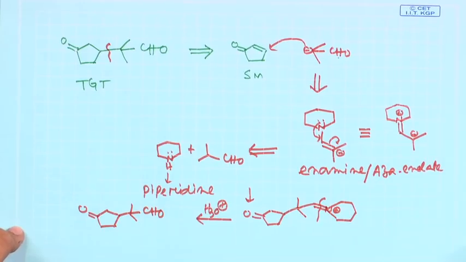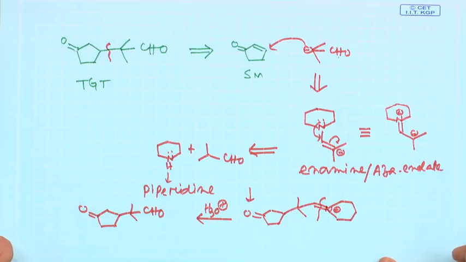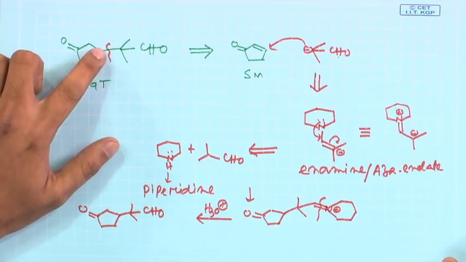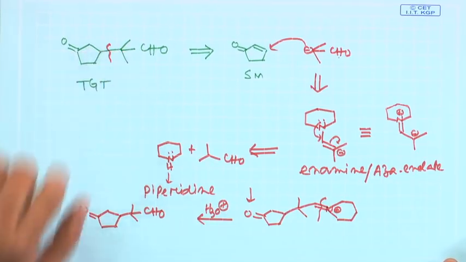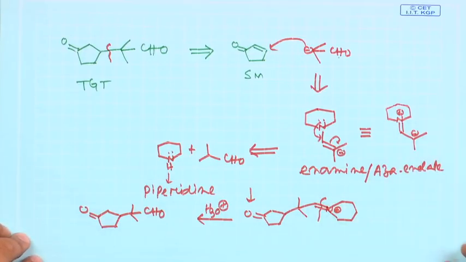So, this transformation is based on enamine or aza-enolate alkylation, and we took a compound, cyclopentenone, where we are making a new carbon-carbon bond through enamine alkylation. And this is a very powerful method to make a new carbon-carbon bond. Probably you can find in many textbooks how these enamines are functionally or synthetically manipulated to give you very useful intermediates.